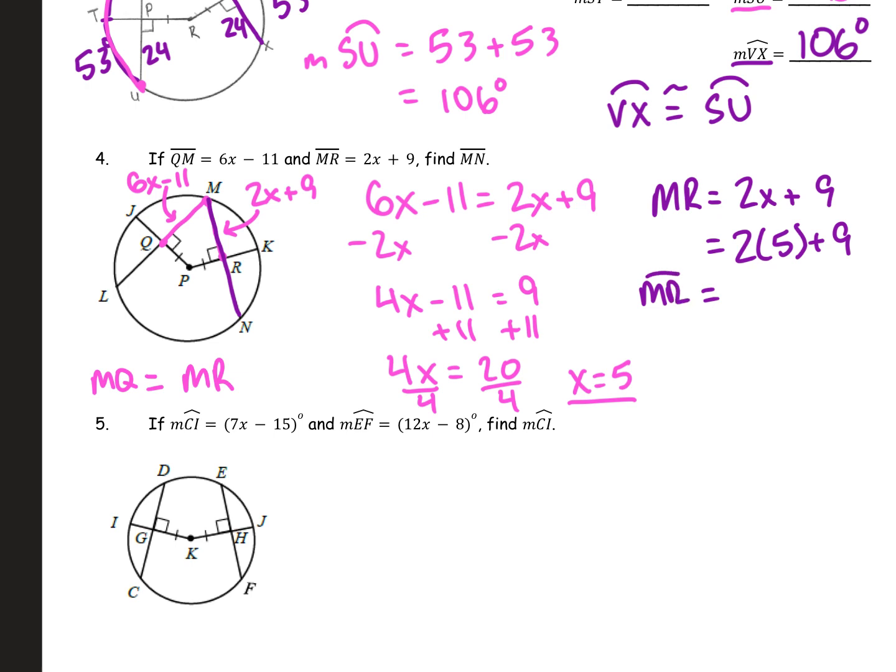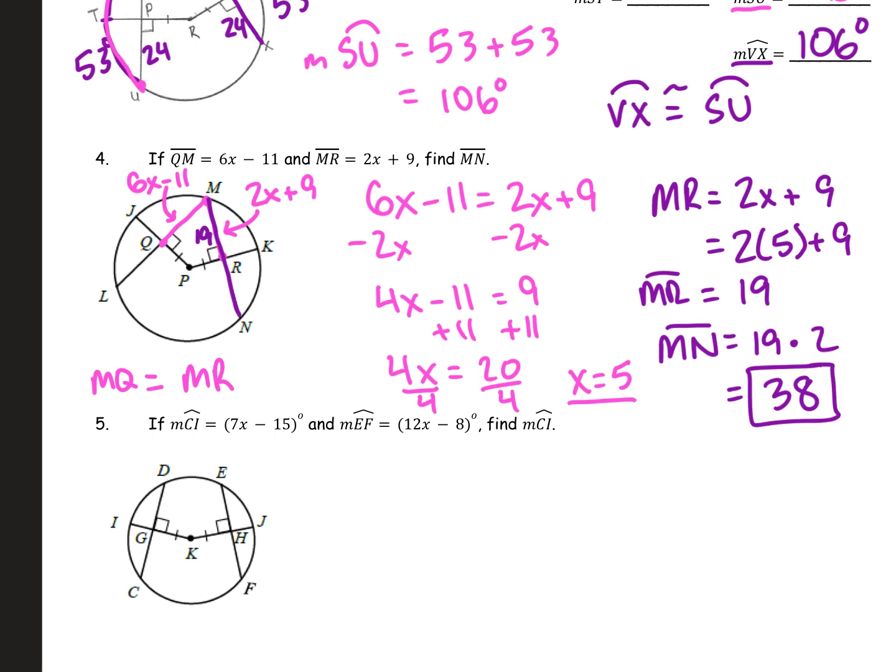Now, you can do this in your calculator. 2 times 5, that's 10. 10 plus 9 is 19. So MR itself is just this 19. But if we want to find MN, we have to take that and times it by 2. MN is equal to that 19 we just found times 2. That's 38.